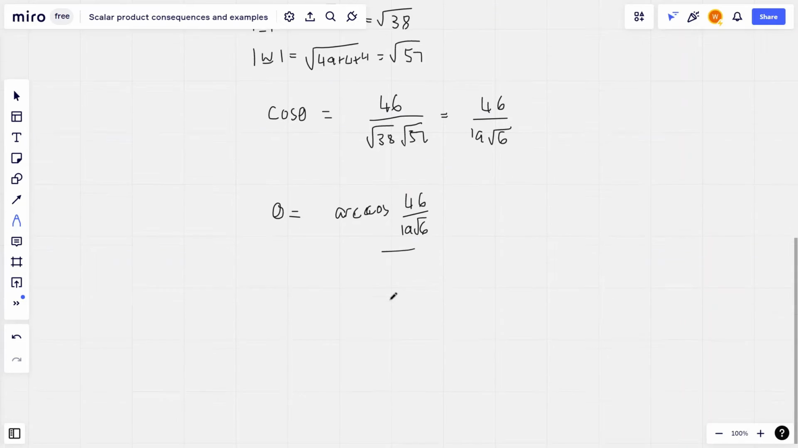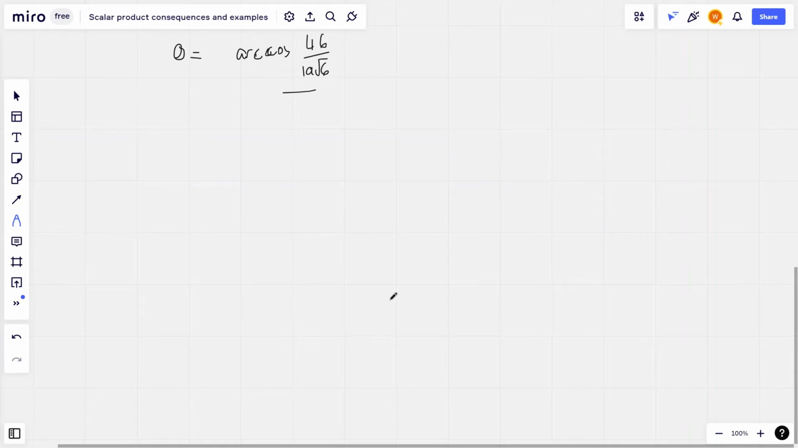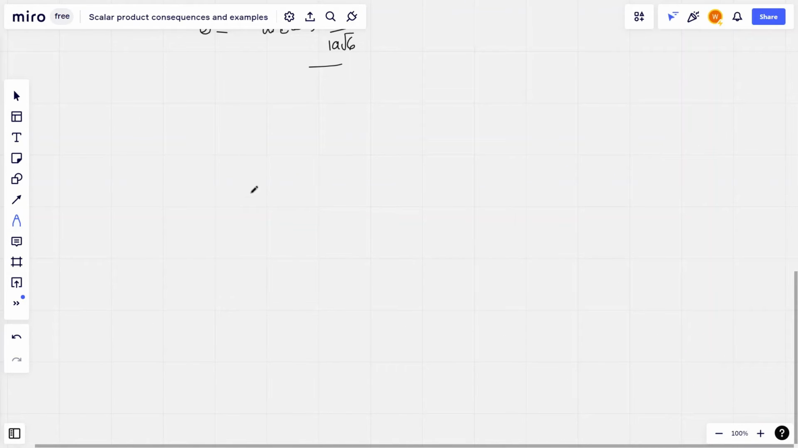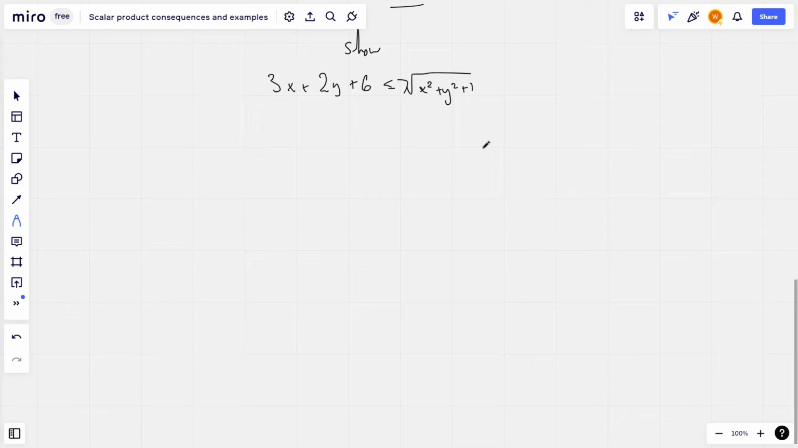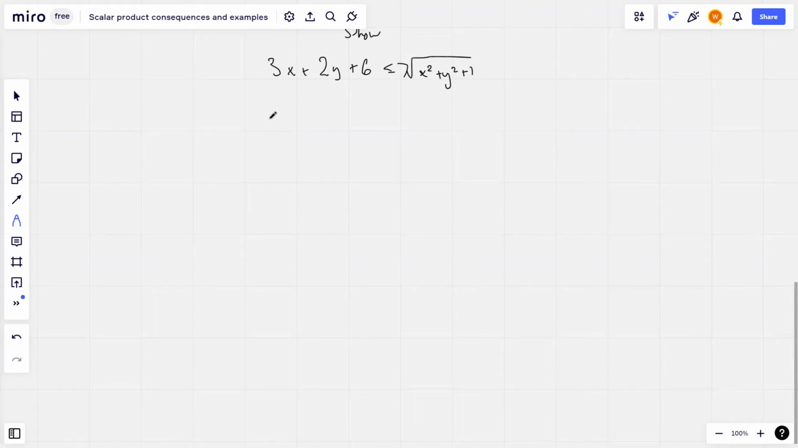Next example. Now I'm going to give an example of the Cauchy-Schwarz inequality in its usage. Let's say we wanted to show that 3x plus 2y plus 6 is less than or equal to 7 times the square root of x squared plus y squared plus 1. This is actually a STEP question. If you don't know what STEP is, it's an admission exam for Cambridge Maths for undergraduates applying for an undergraduate course. What we should notice here is this square root of x squared plus y squared plus 1.